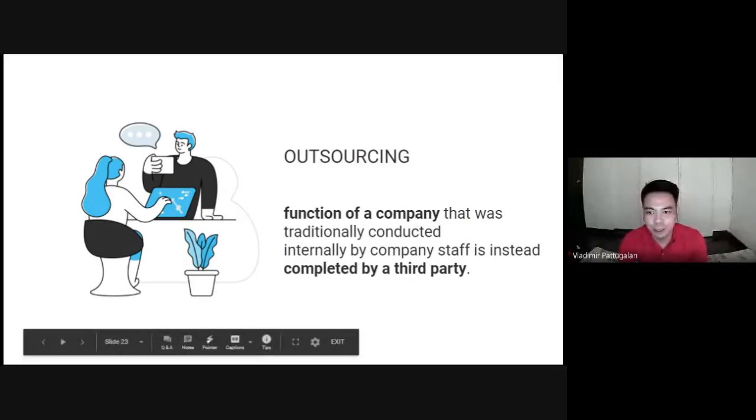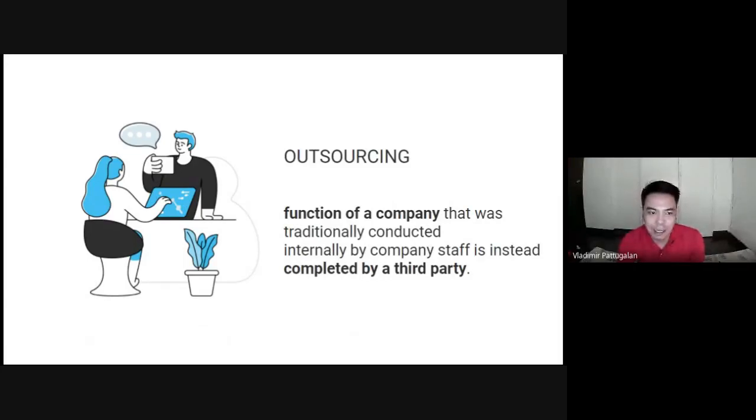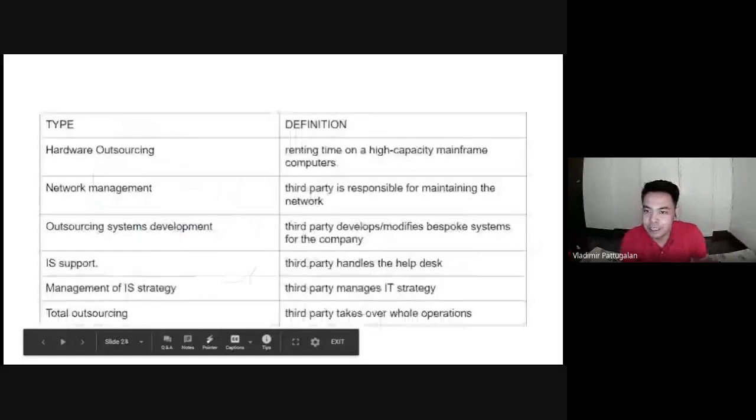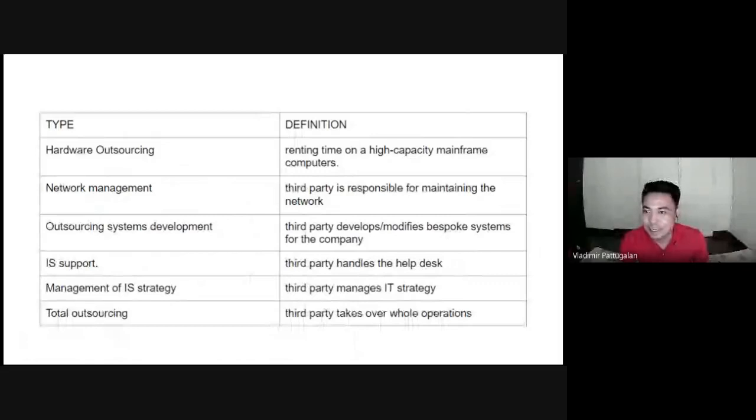I think this is already common knowledge to all of us. Outsourcing is delegating a certain function of a company to a third party. When we talk about outsourcing, there are also six types, as mentioned in the readings. The first type is hardware outsourcing, which is renting time on high-capacity mainframe computers.